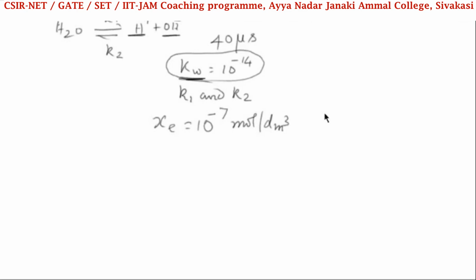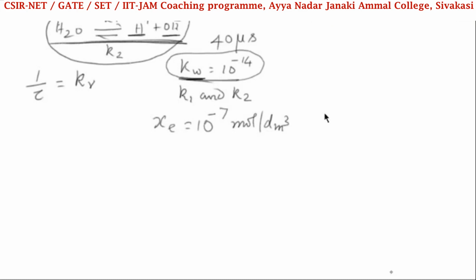What is the parameter you are in need of? You are asked to calculate K1 and K2. Whenever two constants are required, you are in need of two equations. One equation is the relaxation time; the inverse of the relaxation time is the relaxation constant. For this reaction, you can calculate the relaxation constant Kr. Already you know that equation, Kr is equal to K1 plus 2K2 into Xe. From this you can arrange one equation ready for solving for K1 and K2. But the equilibrium constant for this reaction is required.